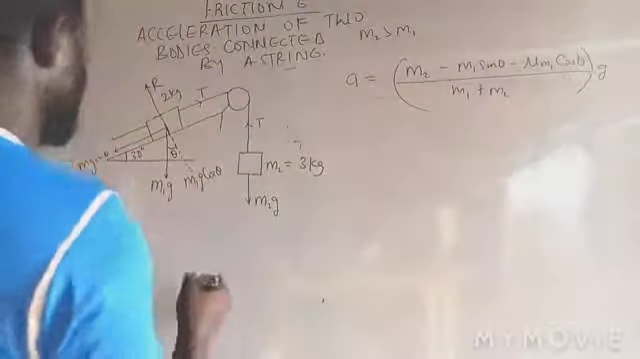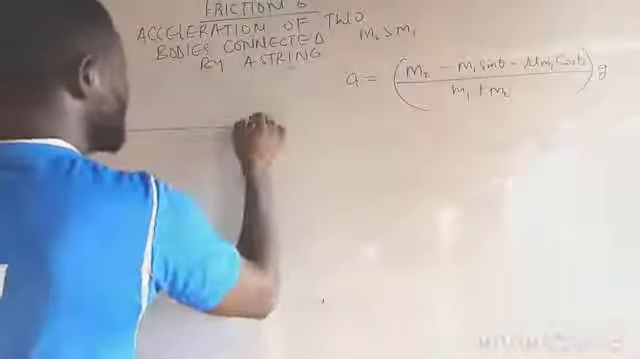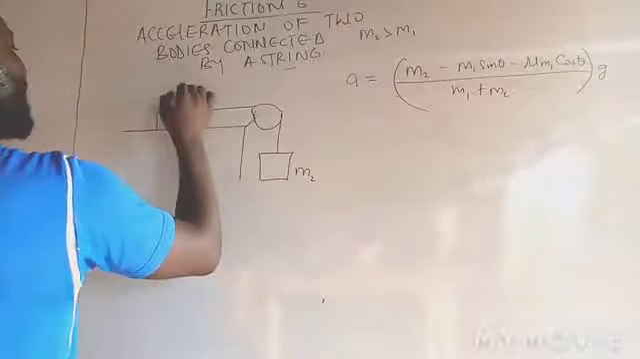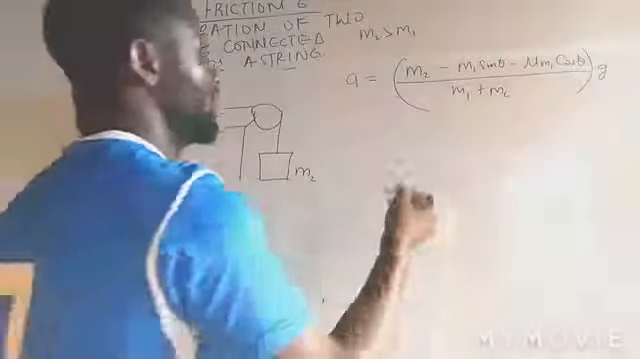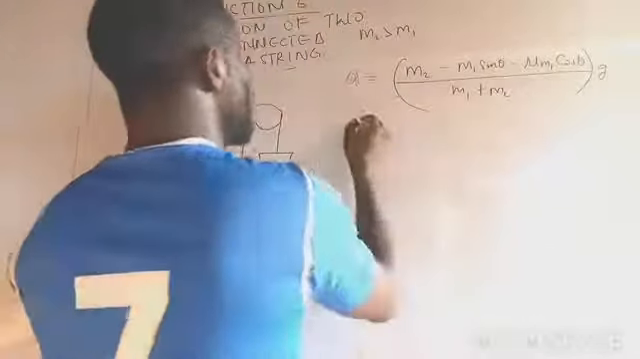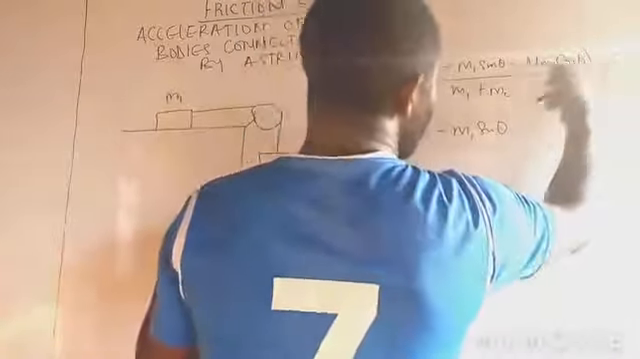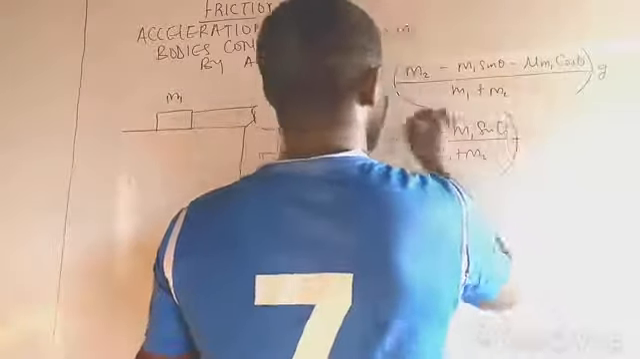Supposing this body is not given like this. If it is given like this, class, please look here. If this is M2, and this is M1. In the absence of friction again, remember, this time around, there is no angle. You put your theta to be zero, and you put your mu to be zero. So, A is equal to M2 minus M1 sine zero. Everything here is zero already because mu is zero. There is no friction. So, over M1 plus M2, all into bracket G.